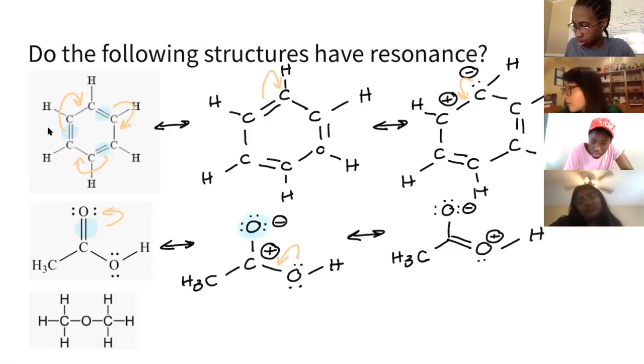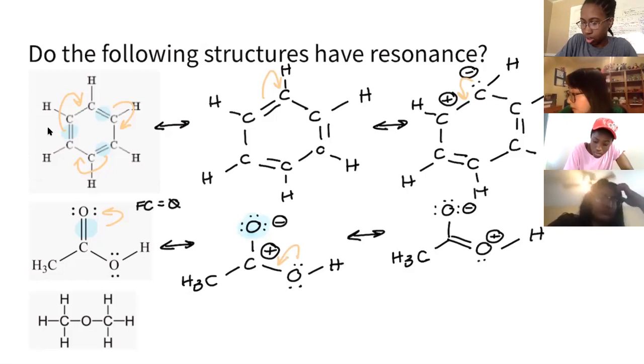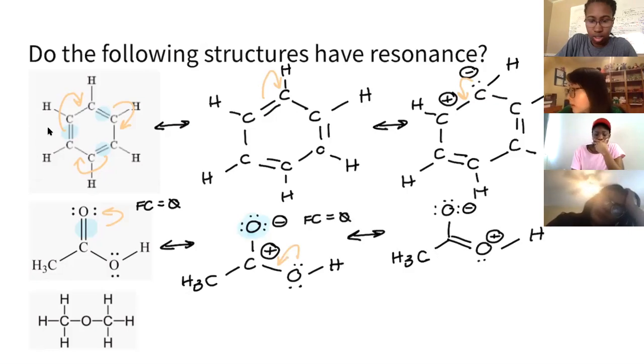And as you can see, the overall formal charge will always be the same. So for this first guy, overall formal charge is 0. The second guy, also 0 because +1, -1, 0. Same for this guy.